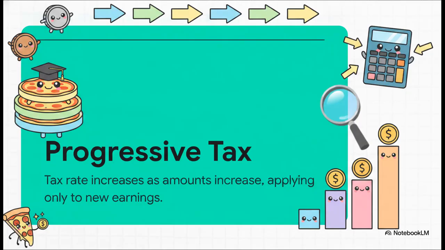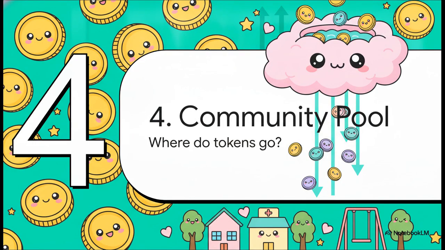And this brings us to a formal definition: progressive tax. It's a system where the tax rate increases as the taxable amount increases, applying only to the new earnings in each bracket. Now, if you followed that pizza math just now, congratulations, you have literally just intuitively mastered progressive tax brackets. Because people often panic. They say, oh no, if I earn more money, I'll be pushed into a higher tax bracket and I'll actually take home less. But just like our pizza party, the higher rate only applies to the extra slices of income, not your entire paycheck.